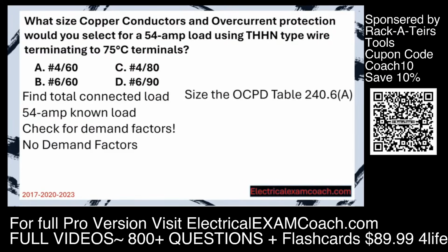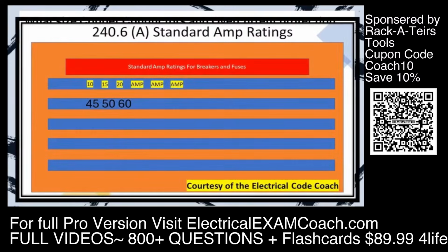So in this case, there are no demand factors. Now, what we're going to do is size our overcurrent protective device first. You always size that first. So we head to our overcurrent protective device table, which is 240.6(A). For a 54 amp load, we're going to go down and choose the next standard size up. In this case, it's going to be a 60.